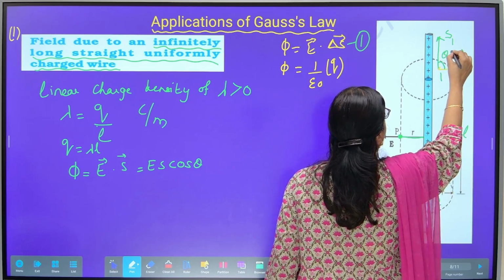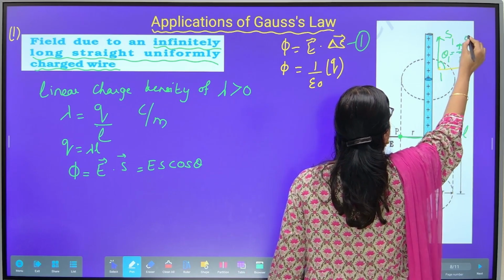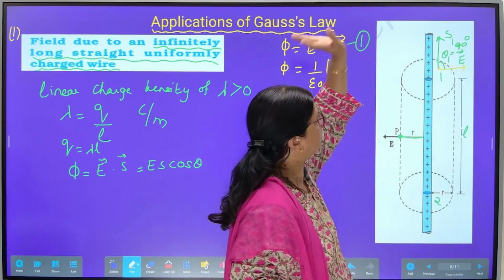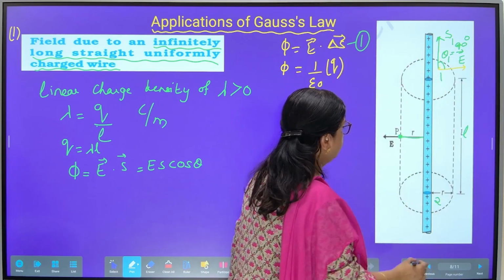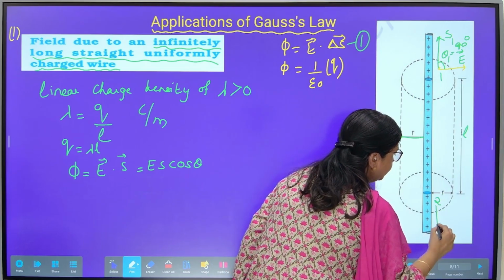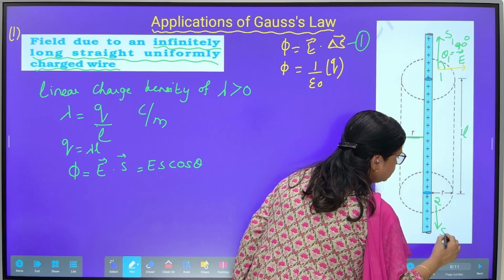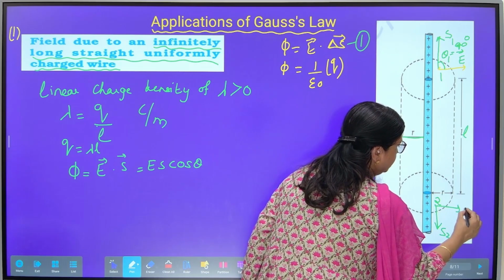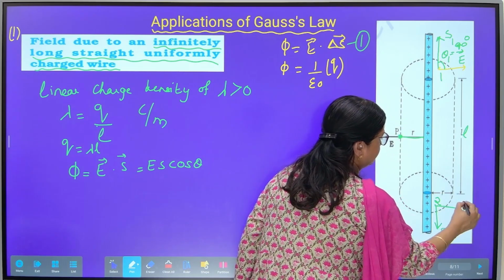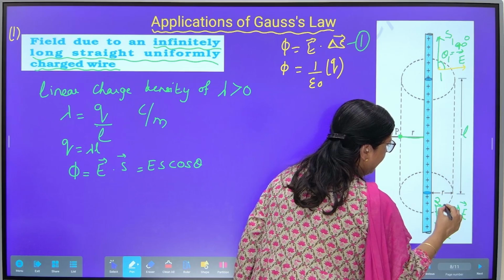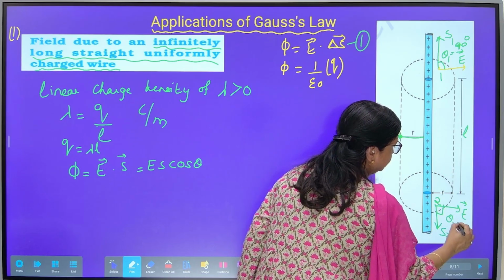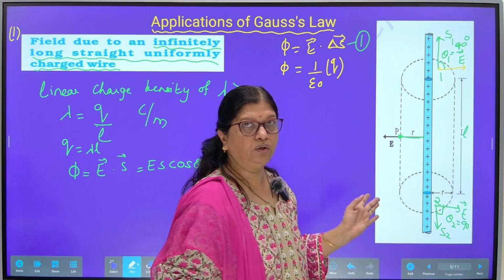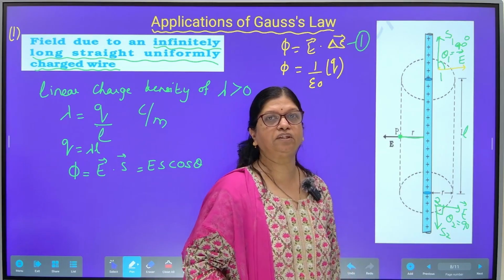Theta 1 is equal to 90 degrees. Cos 90 degrees is 0. So anyway, flux through this surface is 0. Similarly, for this surface, this is the direction of S2, the area element. Similarly, this is the direction of the electric field for this surface. So what is the angle theta 2? 90 degrees, cos 90 degrees is 0. So the flux through this surface is also 0.